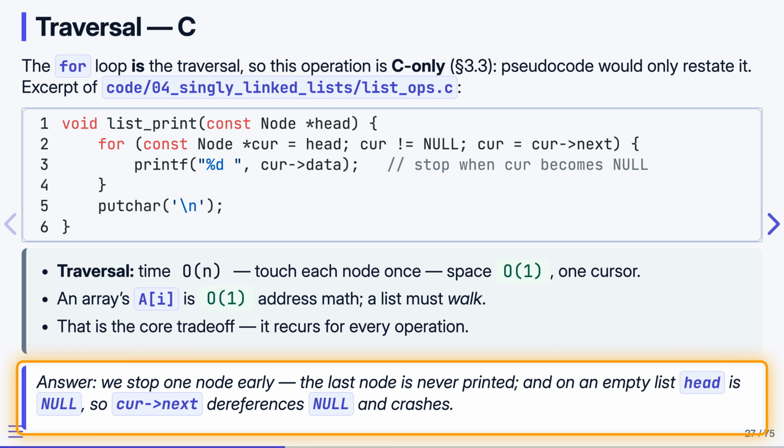Here is the answer. 2 things break. We stop one node early, so the last node is never printed. And on an empty list, head is null, so cur arrow next reads through a null pointer and crashes. So always test cur first before you touch cur arrow anything.